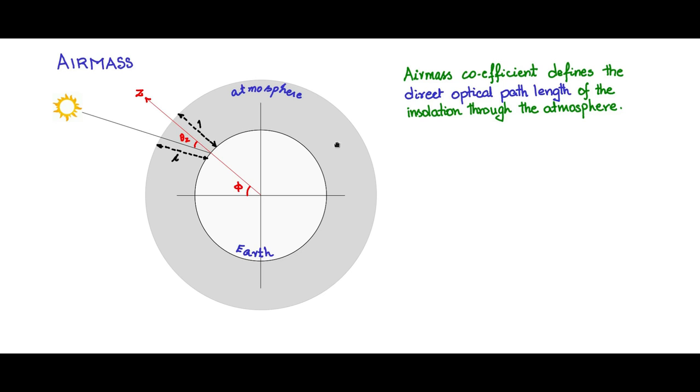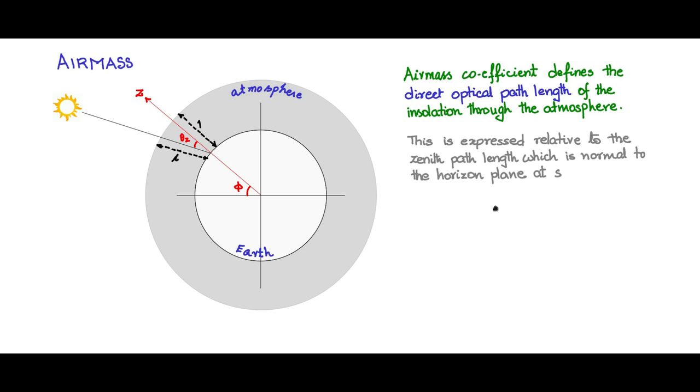Now the constraint for this statement is always with reference to the zenith axis length. So this is expressed relative to the zenith path length, which is normal to the horizon plane located at sea level. This is the definition. Now, knowing this, we can write the air mass. This is the symbol for air mass and the coefficient L, AML. This is how the air mass coefficient is written.